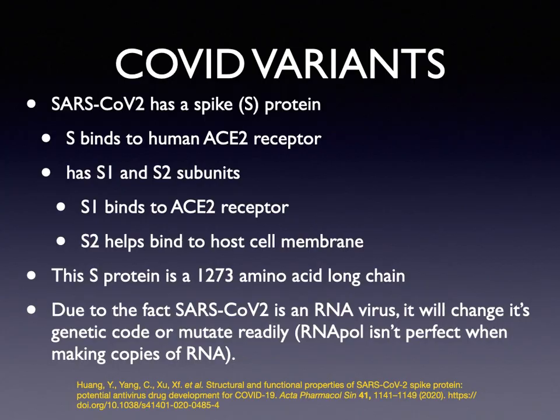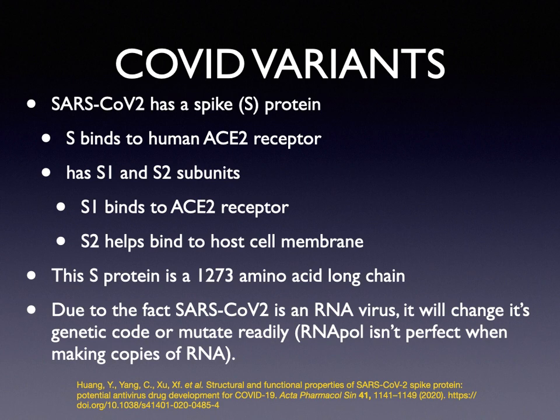So let's talk about mutations in light of the pandemic. All this information is current as of the end of February of 2021. SARS-CoV-2 has a spike protein which binds to the human ACE2 receptor. This ACE2 receptor is expressed in tissues all throughout the human body. The spike protein has two pieces to it, S1 and S2. S1 binds to the ACE2 receptor. S2 helps bind to the host cell membrane. You've got to have S1 to attach, S2 to fuse. This S protein is 1,273 amino acids long.